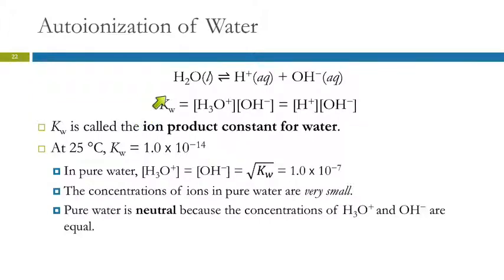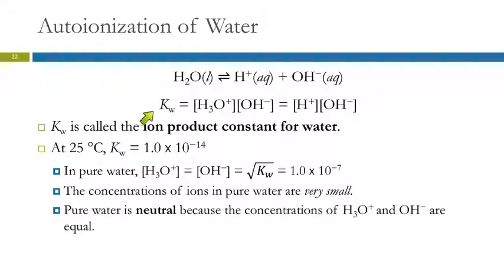So we can write an equilibrium constant expression for that reaction. And that would be the concentrations of the products divided by the concentrations of the reactants. But wait, the concentration of the reactant is a pure liquid, and so it doesn't show up in the equilibrium constant expression. So we've got H plus times OH minus, and that's our equilibrium constant. Or we can write the H plus as H3O plus.